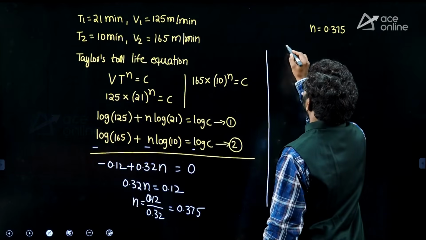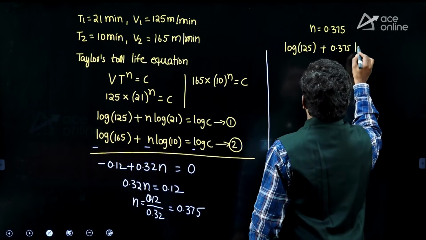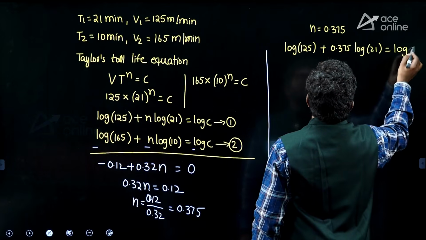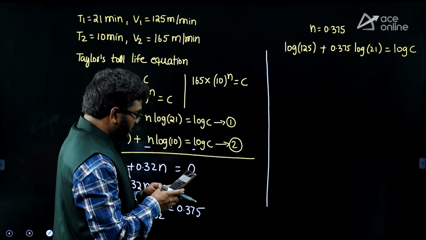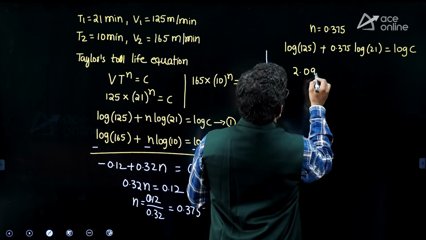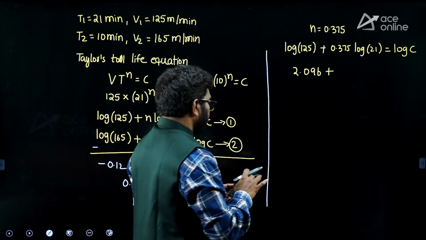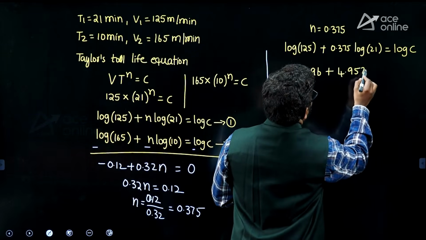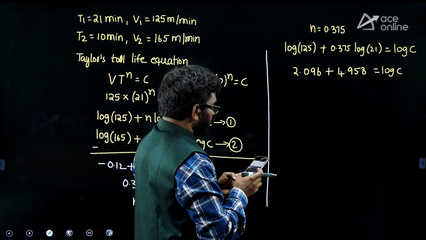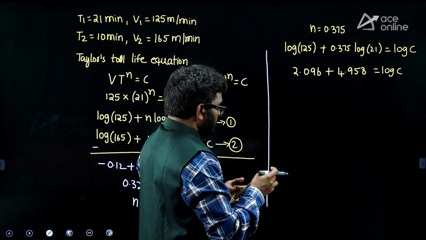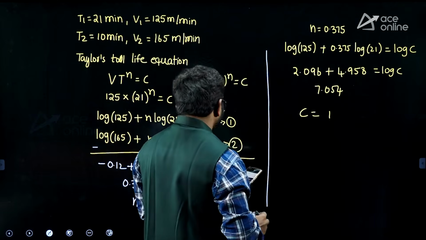Suppose I take the first equation and substitute: log 125 plus 0.375 log 21 is equal to log C. Now from this, log 125 is 2.096 plus log 21 into 0.375, that is 4.958, is equal to log C. Now 4.958 plus 2.096 gives 7.054. So C is equal to 10 power 7.054.